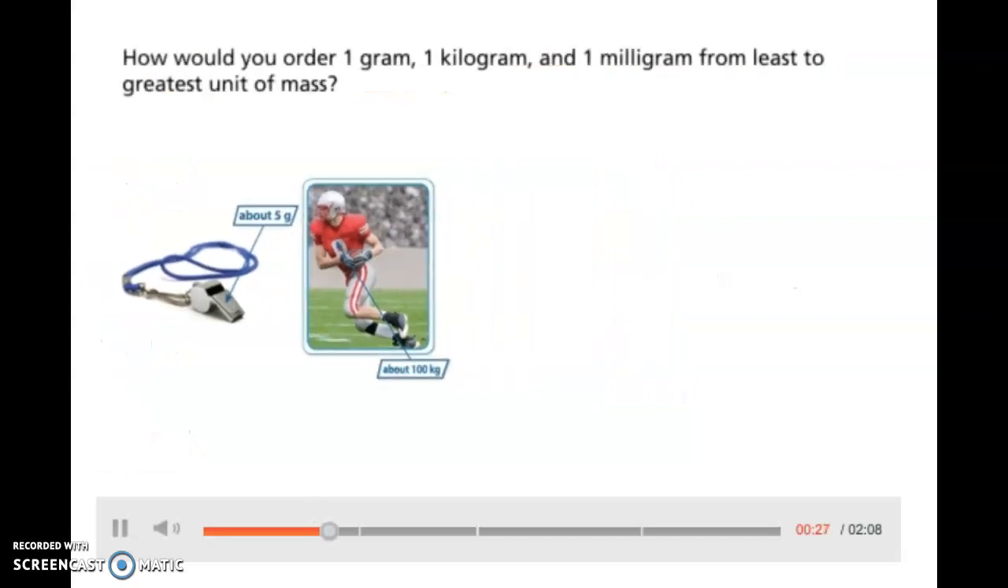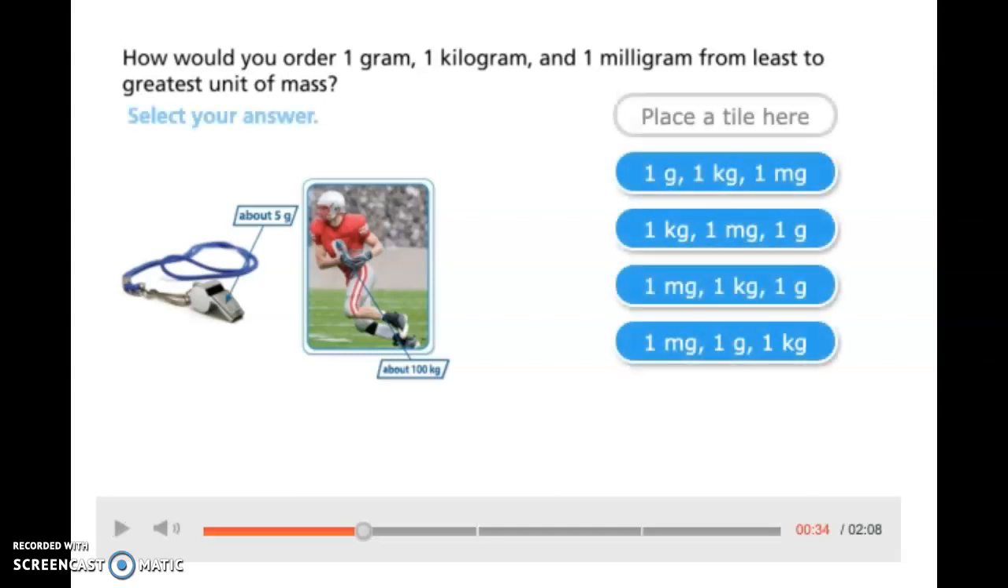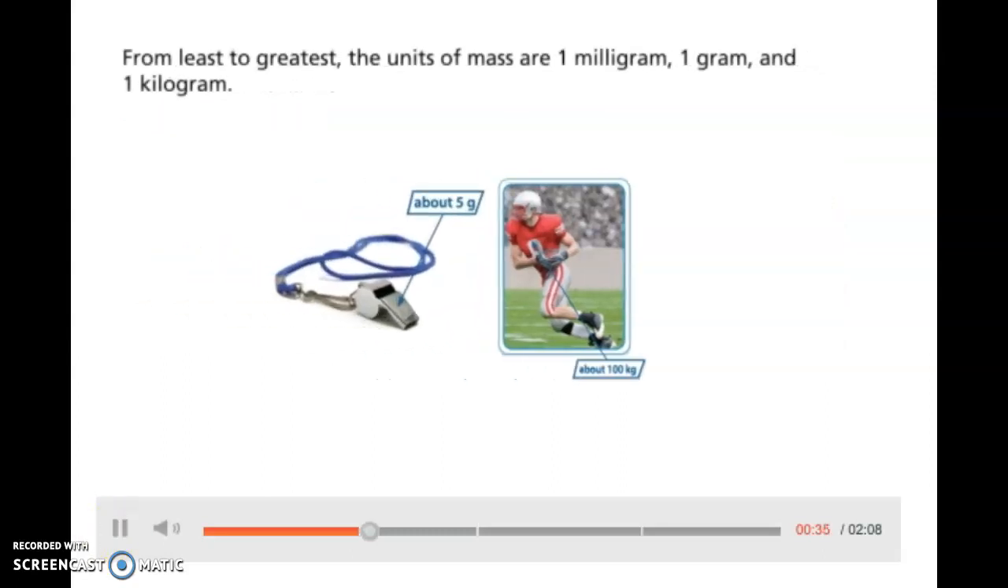How would you order 1 gram, 1 kilogram, and 1 milligram from least to greatest unit of mass? Select your answer. From least to greatest, the units of mass are 1 milligram, 1 gram, and 1 kilogram.